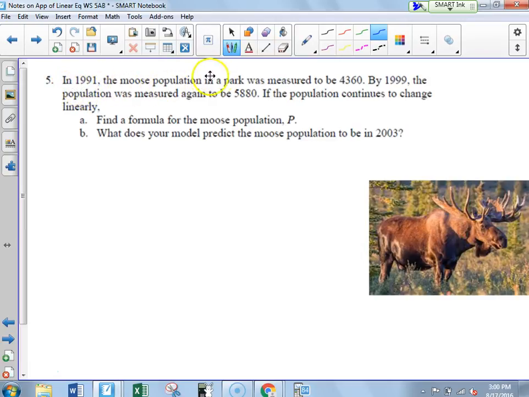In 1991, the moose population in a park was measured to be 4,360. By 1999, it was up to 5,880. The population continues to change linearly. Find a formula for P, the population. It doesn't tell us what to use for x. We could, yes, for x, do we want to use the years 1991 and 1999? You get huge numbers when you do that, okay? What could we use? Assign x to be what? Years after 1900 you could, or even after 1990.